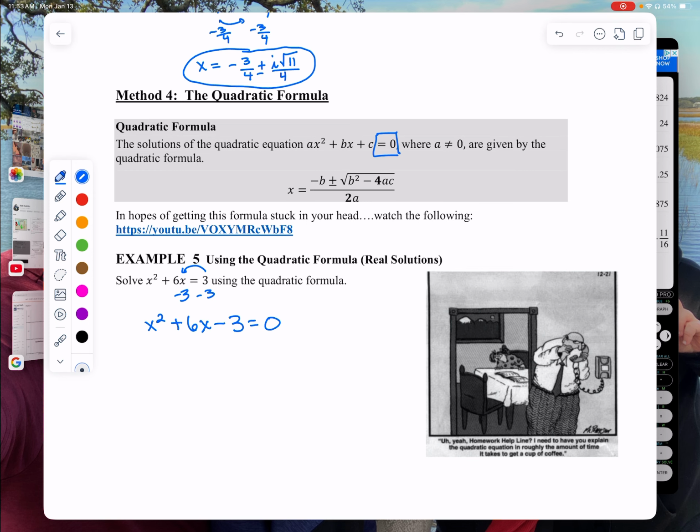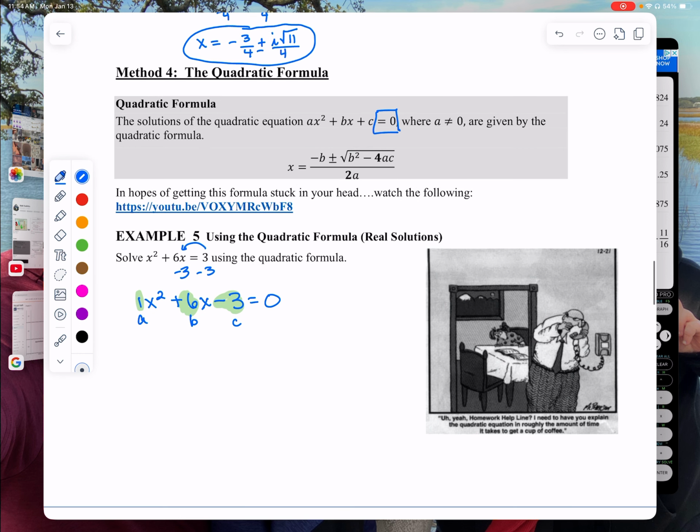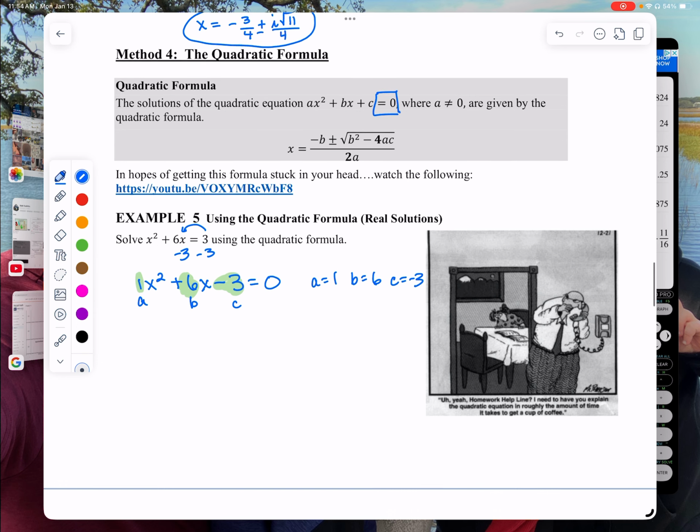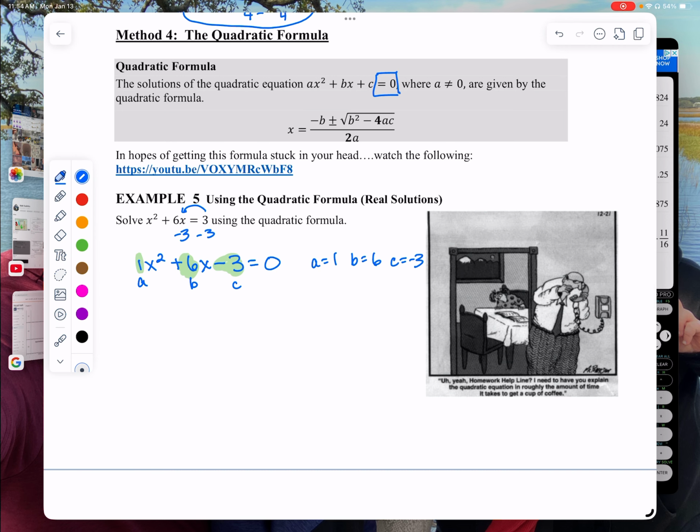Your a value is whatever is in front of your x squared, which in this case is going to be a 1. Your b value is whatever's in front of your x, and your c value is your constant. And now we're going to plug those values in, and sometimes it helps if you actually write it out. a is 1, b is 6, c is negative 3. For some folks, that really helps. And now we're going to plug it into my formula.